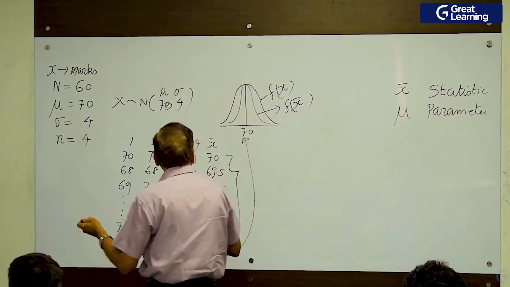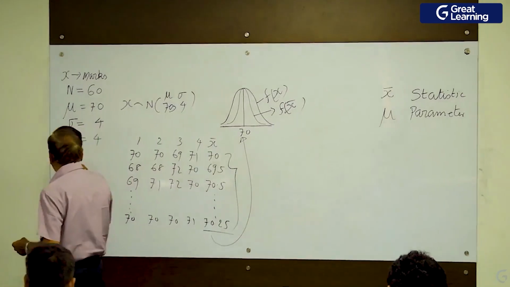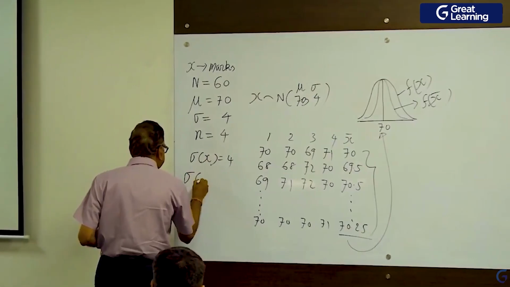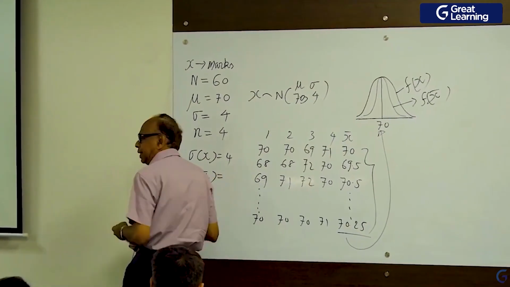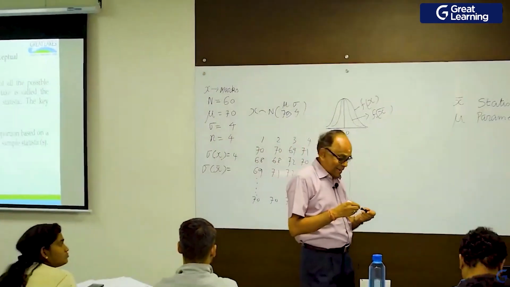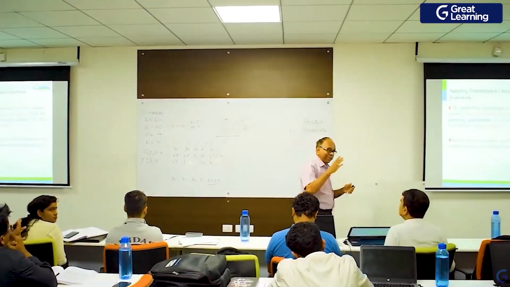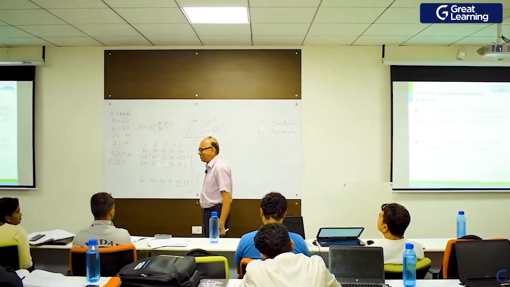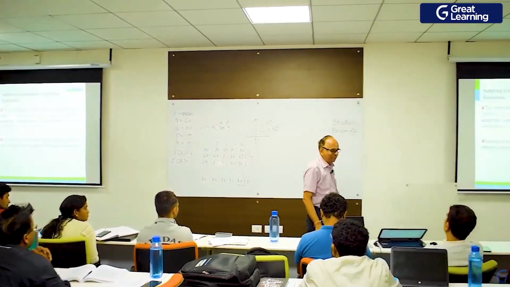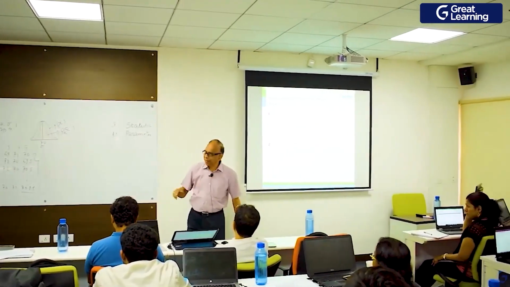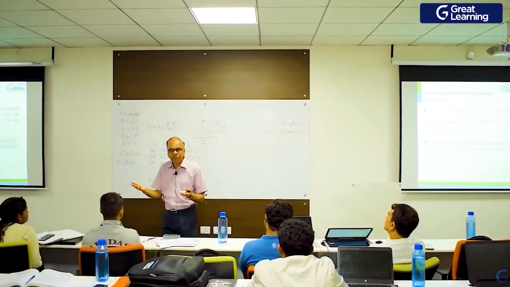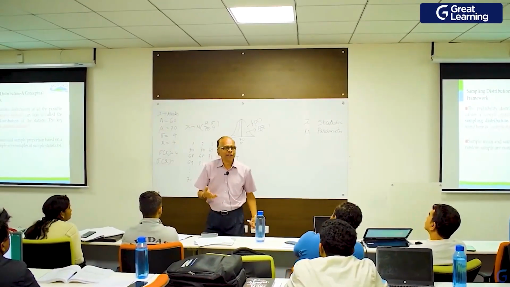In other words, the standard deviation of x is equal to 4, the standard deviation of X bar is less than 4. What is it? That's a question. Now, intuition says there are 4 observations, so you will say 4 observations means 4 by 4. The standard deviation of X bar will have to be 4 divided by 4 approximately. But it is not 4 by 4, it is 4 by root 4.